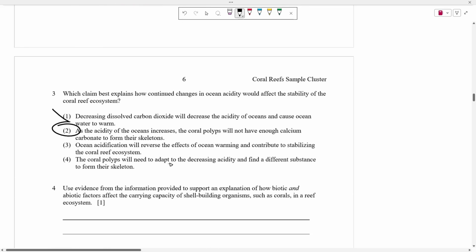Okay, choices 3 and 4 are both false because ocean acidification does not reverse the effects of ocean warming. That's not what the graphs told us. That's not what the passage told us. In choice 4, the coral polyps will need to adapt. Again, the graphs don't tell us that the coral polyps need to adapt, so we can't answer that.